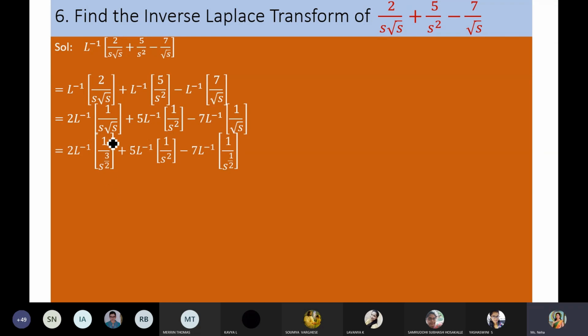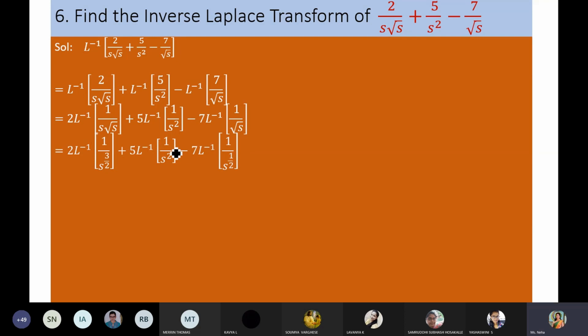Now you tell me what shall I multiply in the numerator so that it will become the function of t. This is s to the power 3 by 2. So in the numerator you have to do 3 by 2 minus 1, which is 1 by 2. Multiply and divide by 1 by 2 factorial.